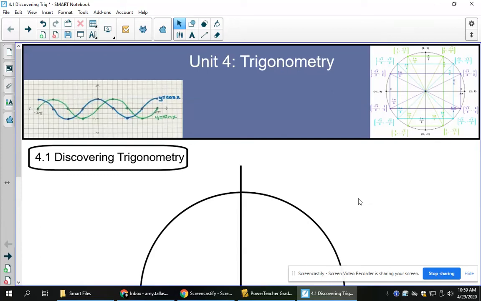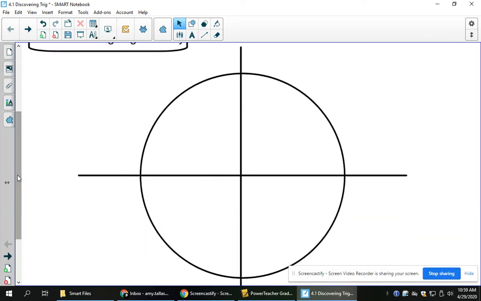Hello, today's lesson is on 4.1, Discovering Trig. So we're starting our really big unit on trigonometry. First, I want to talk about some review of this thing.